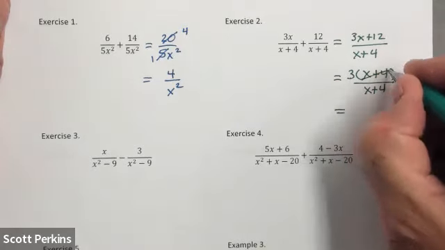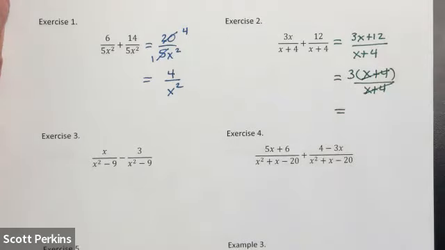So I'm going to cross it out just like we did yesterday, or not yesterday, Monday. And what I'm left with is a 3. That 3 is in the numerator. It's up top. So my answer is just 3.